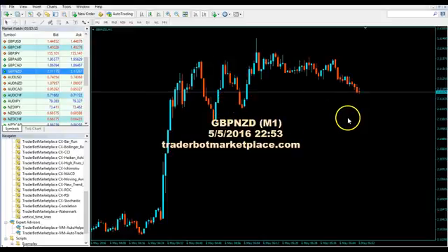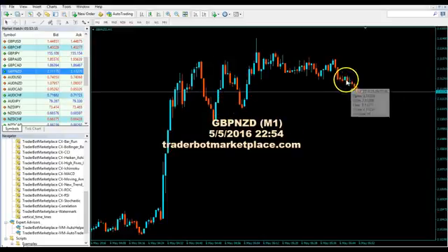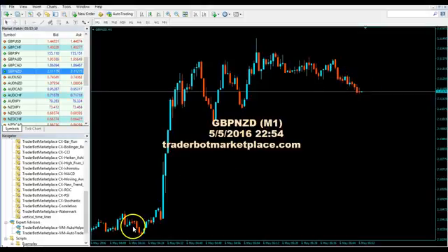Here is the pound New Zealand dollar. The past 30 minutes it's been moving down. Do I want to sell this? No, I don't want to. The chart is moving up. This may be a point for a pullback. I've got a support here. I've got a support here. I've got a resistance here. But at least I know it's moving.